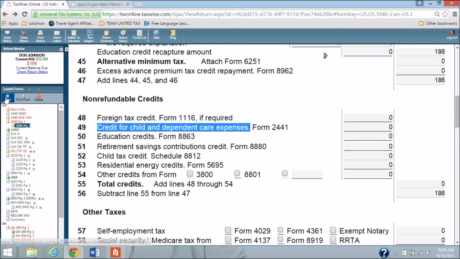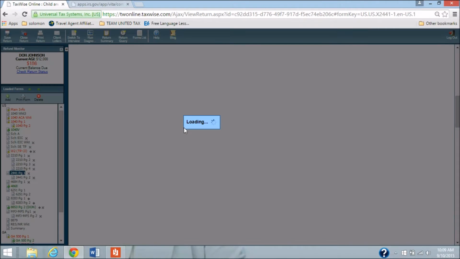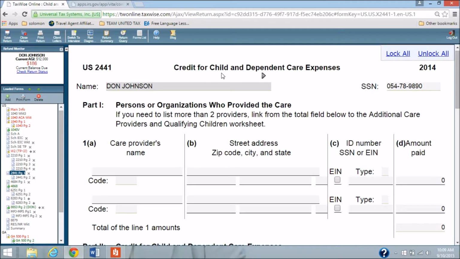So I'm going to pull that form up. And when we look at the form, page 1, click on it. Credit for child and dependent care expenses. So persons or organization who provide the child care. They want the child care provider's name right here, the street, the EIN number or the social, just in case that's a person. It could be an aunt, a cousin, or grandmother who's watching the child, and then the amount paid to them.